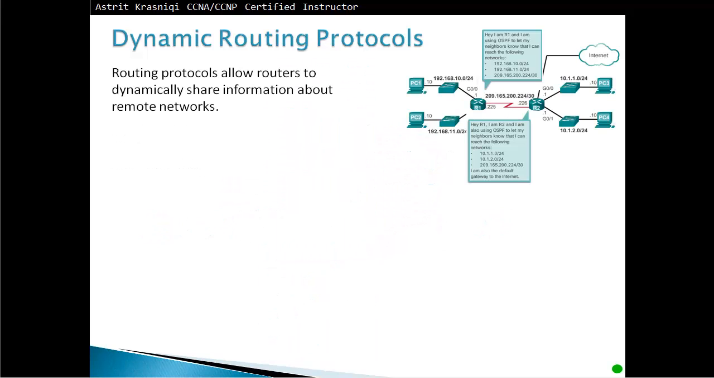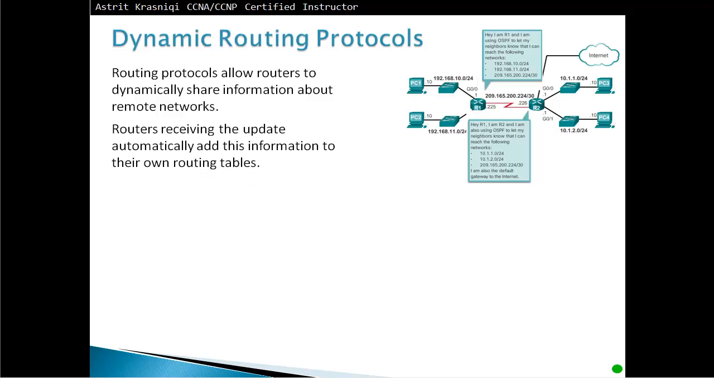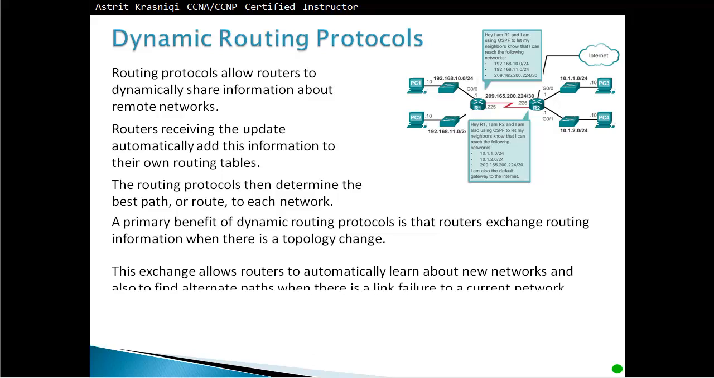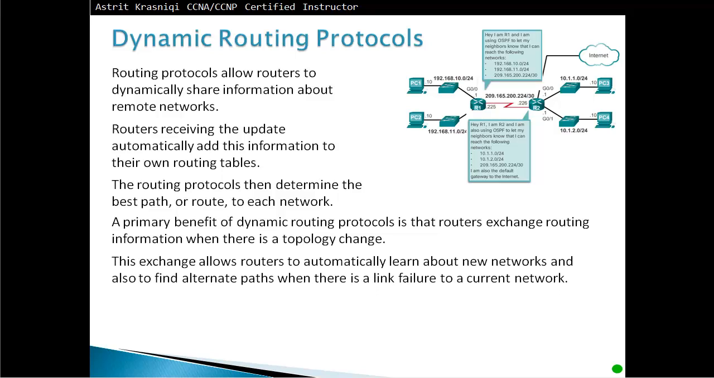So a routing protocol allows routers to dynamically share information about remote networks. Routers receiving the updates automatically add this information to their own routing table. The routing protocol then determines the best path or route to each network. A primary benefit of the dynamic routing protocol is that the routers exchange routing information when there is a topology change. This exchange allows routers to automatically learn about new networks and also to find alternative paths when there is a link failure to the current network.